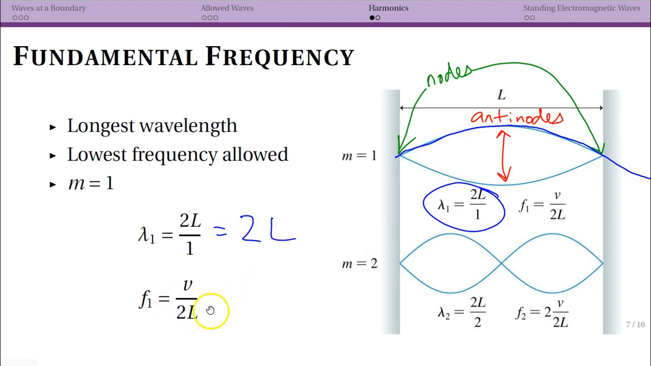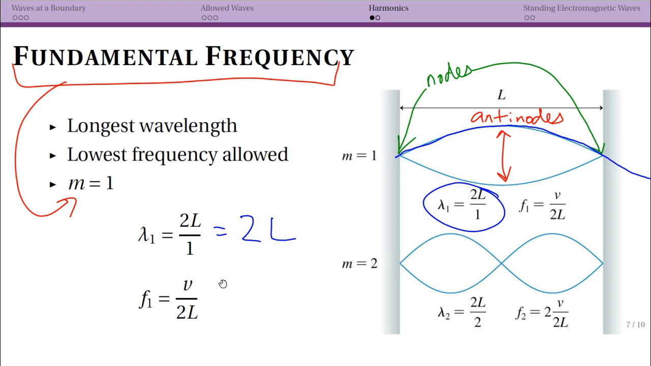We plug that in for the frequency and we get our wave speed divided by 2L. And this is going to be the lowest frequency allowed. Every other wavelength is going to be shorter, which means every other frequency is going to be higher. So if you're asked about what the fundamental frequency is, or you're told what the fundamental frequency is, just remember that the defining feature is that fundamental frequency corresponds to m equals 1.